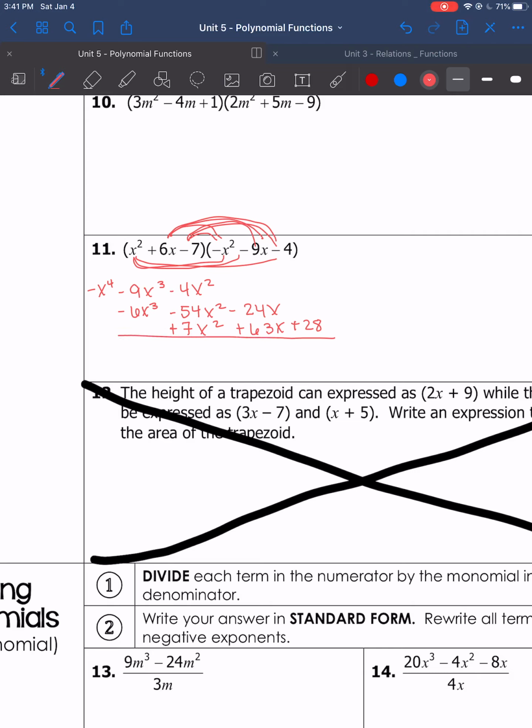So when I add all these lovely things together, I get negative x to the fourth minus 15x cubed minus 51x squared plus 39x plus 28.